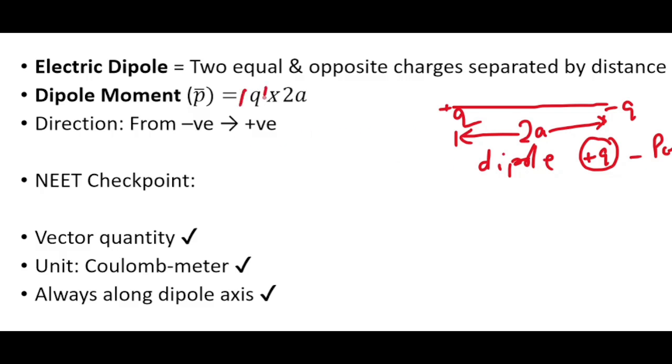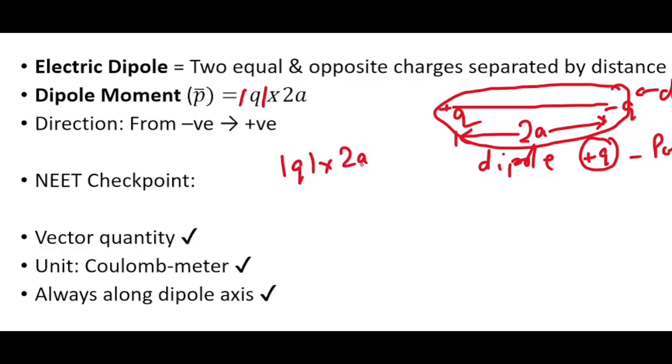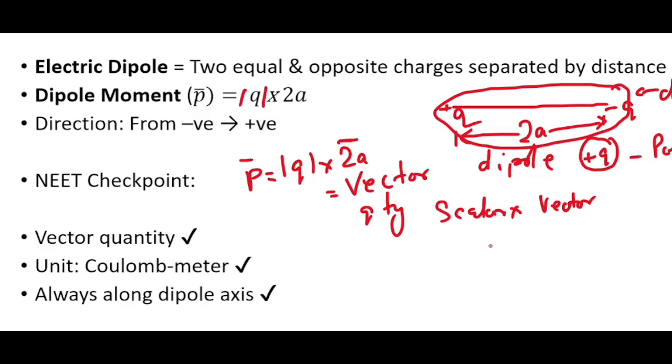We take the magnitude of charge, not the sign. So a dipole is two equal and opposite charges separated by a distance. This whole system constitutes a dipole. And the dipole moment is the magnitude of charge multiplied by the distance between them. It is defined as capital P vector, and it is a vector quantity, because charge is a scalar quantity but the distance is a vector, and scalar into vector gives vector. Okay, nice.